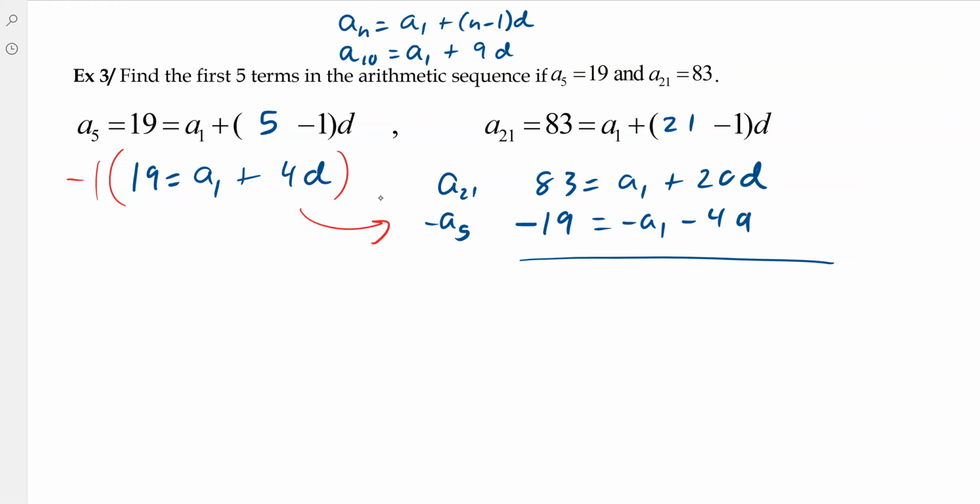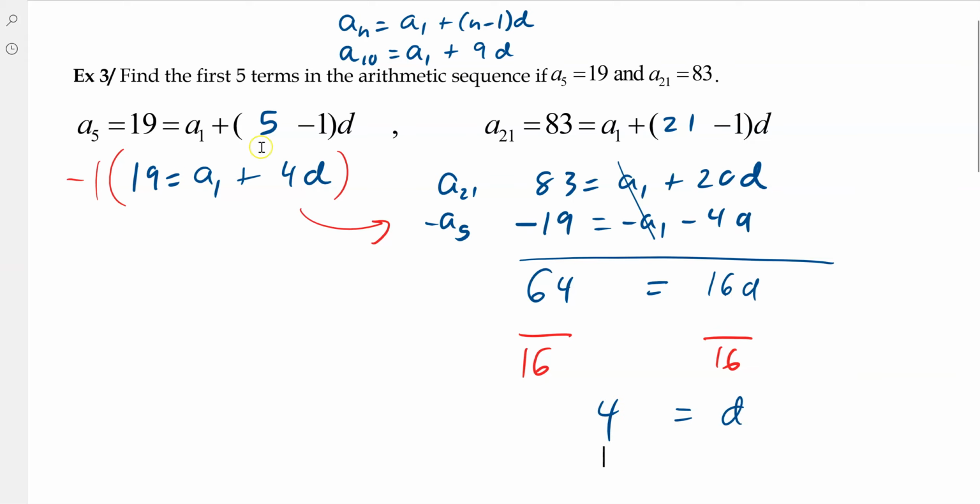Now if you add them together, you will get 64, and then these cancel, equals 16d. And then there's your equation. So dividing by 16 gives us d equals 4. So now we know the difference.